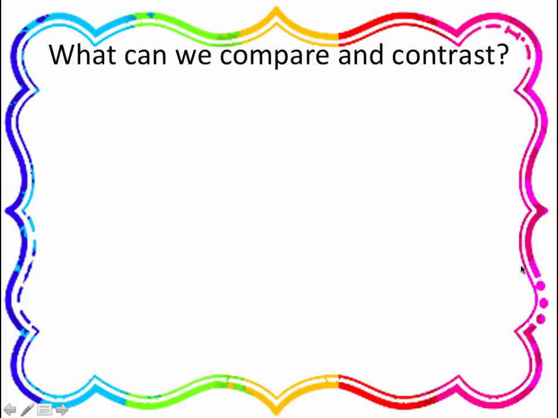What kinds of things can we compare and contrast? We could compare and contrast people. We could say, hey, they're the same because they both have glasses, but they're different because one has blonde hair and one has black hair. We can compare and contrast objects like we just did with bananas and oranges. We could compare and contrast animals. We could compare and contrast a cat and a dog. One purrs, the other barks, but they're the same because they're both mammals.